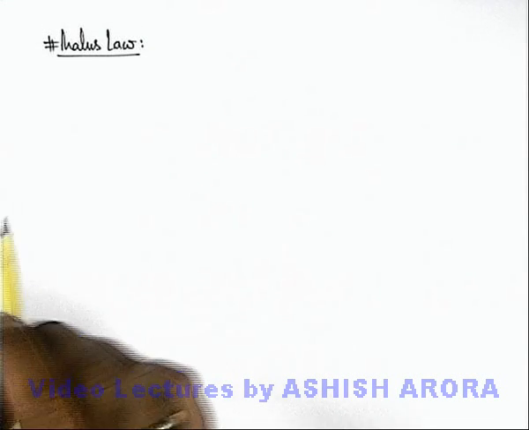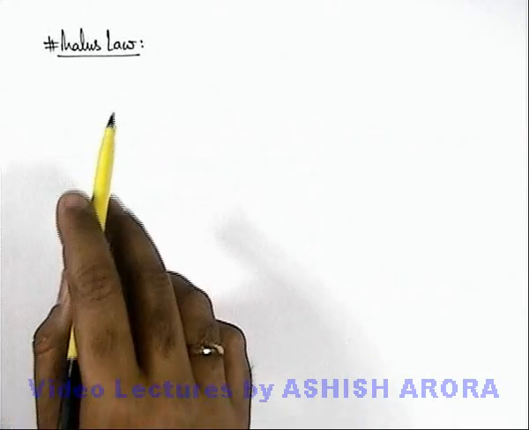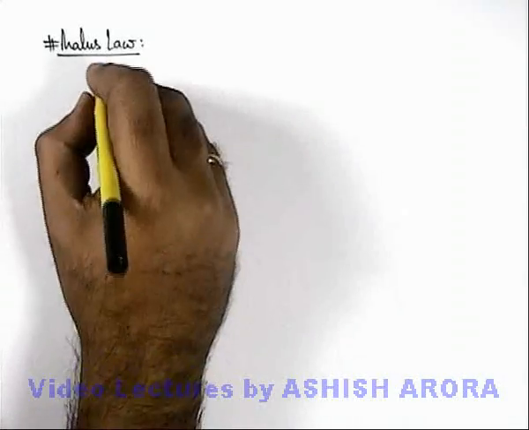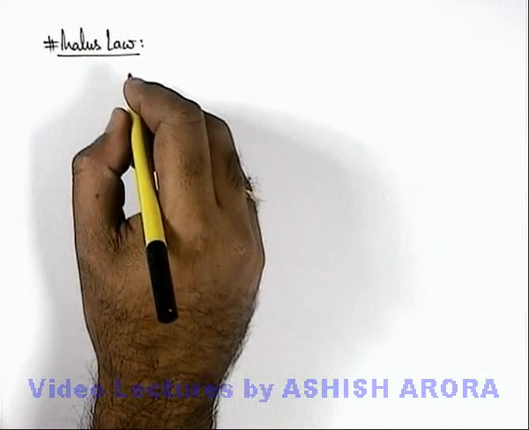Let us now discuss the most important section in polarization of light, that is Malus's Law. Malus's Law is basically related to the intensity of light when it passes through a Polaroid or a polarizing device.